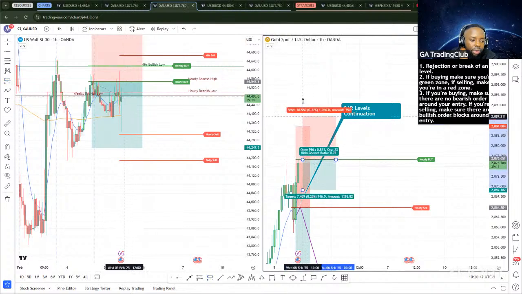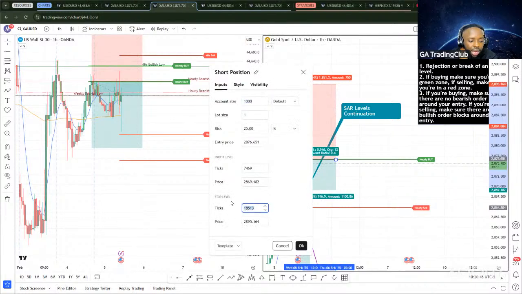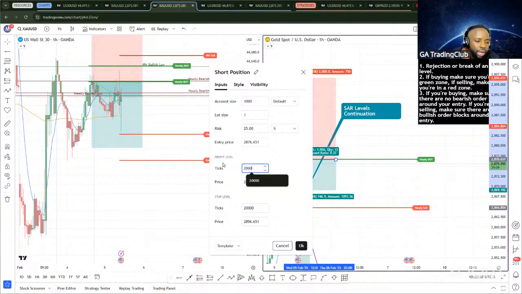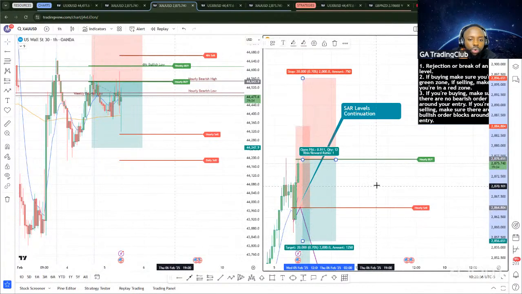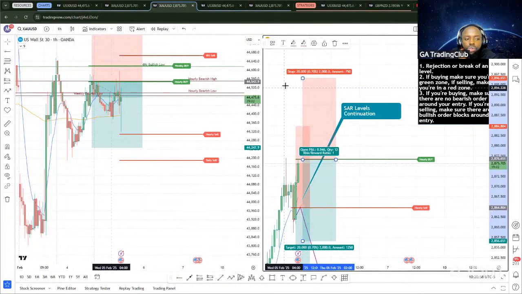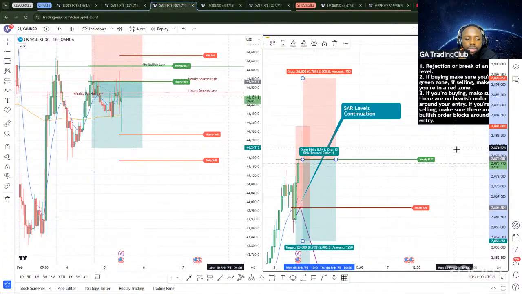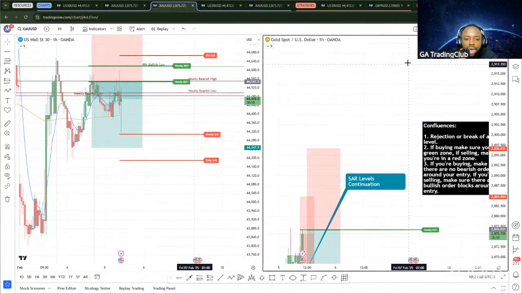So here, if I were to take this sell on gold, this is gonna be pretty high. I'll probably go for like a $20 stop loss and then $20 TP. Because if gold gets to 2897, my stop loss then would be at 2897. So if gold comes here, 2896, I expect gold to shoot to 2920.